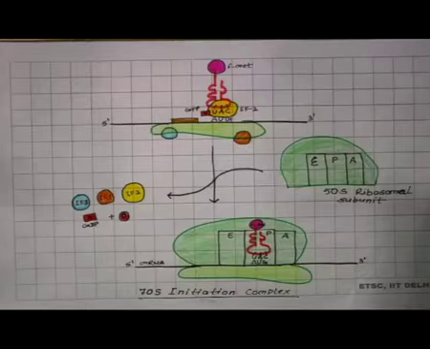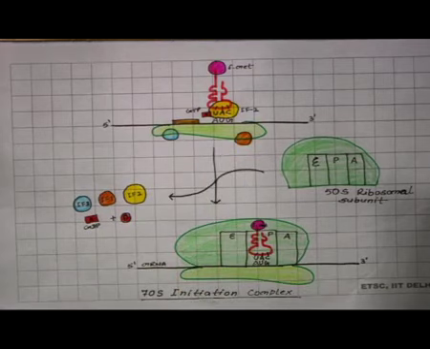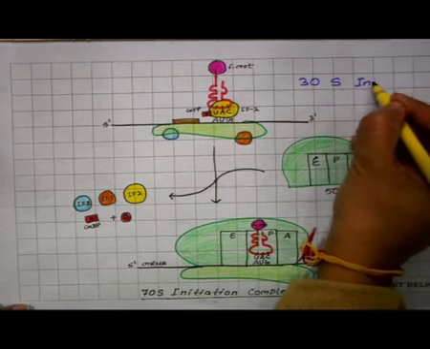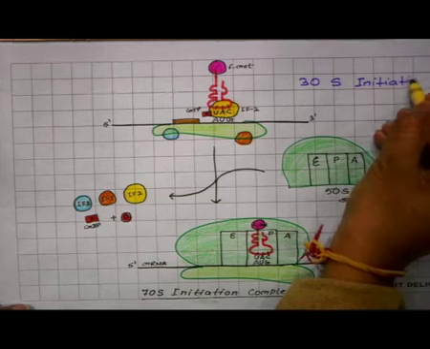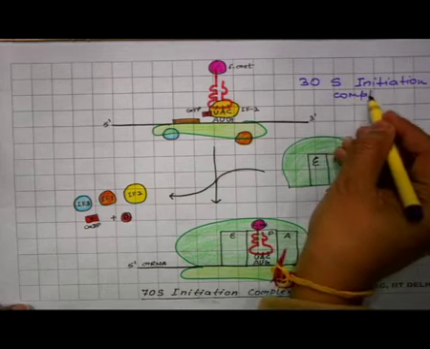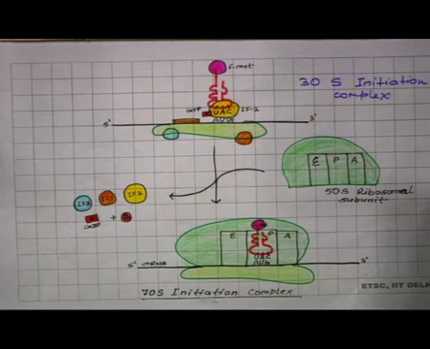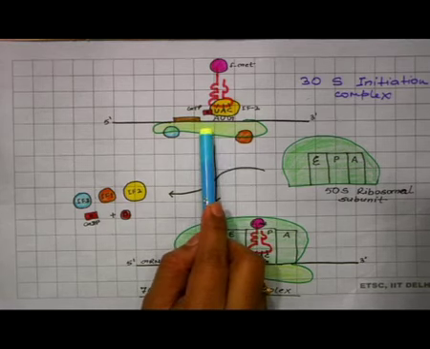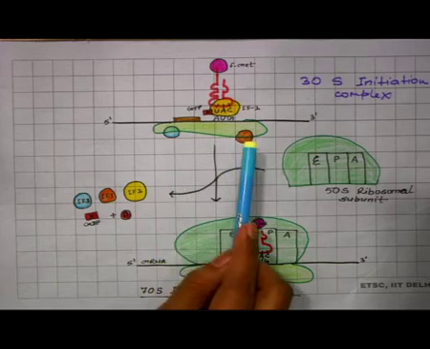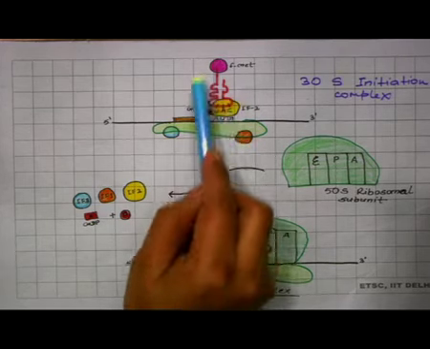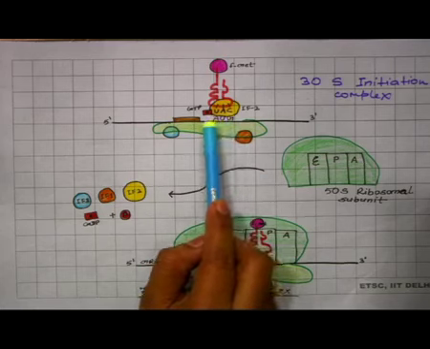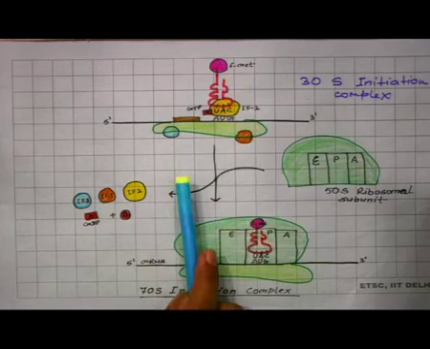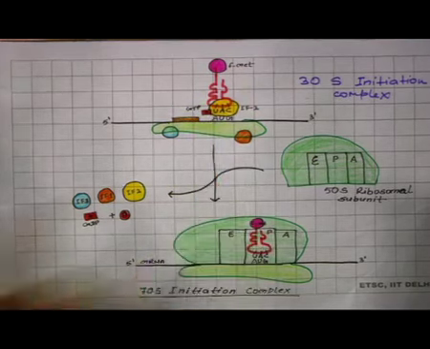Here you can see this one is the 30S initiation complex. This 30S initiation complex has a smaller subunit, that is 30S, with initiation factor 1 and 2, with charged transfer RNA having formyl methionine as amino acid at the 3 end, along with the GTP molecule.